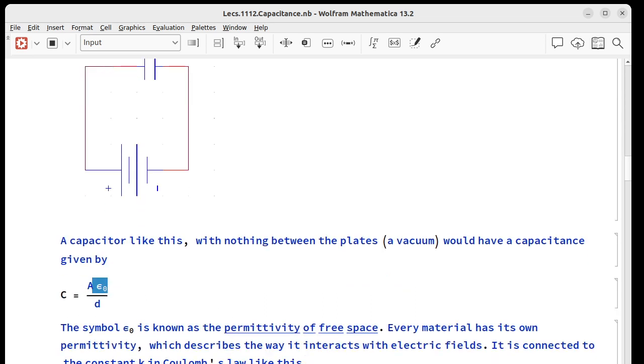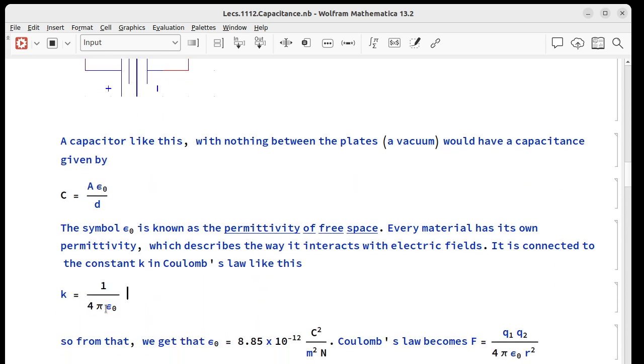It's related to the constant K from Coulomb's law. So that K is 1 over 4 pi epsilon naught. We could solve this knowing that K is 8.99 times 10 to the ninth. We could get out the calculator, solve this, and we would see that this epsilon naught is 8.85 times 10 to the negative 12, and it's going to be Coulomb squared over meters squared newtons.